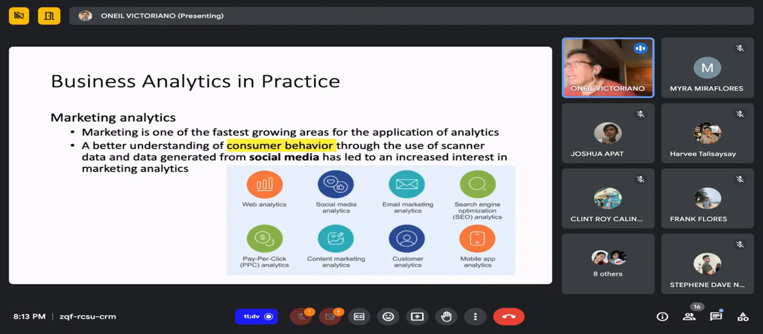So in marketing analytics, one of the use cases would be customer behavior. Through data generated from social media, it will lead to marketing analytics. Some examples are web analytics and social media analytics, where what you like is also what you will see. Also search engine optimization, marketing analytics, customer analytics, etc. So these are just examples of use cases for marketing analytics.